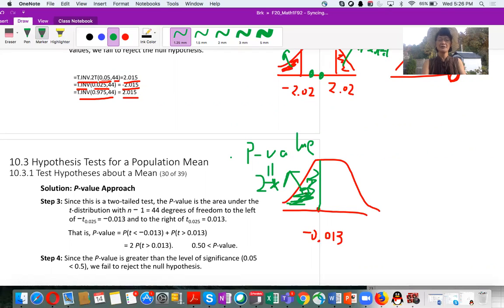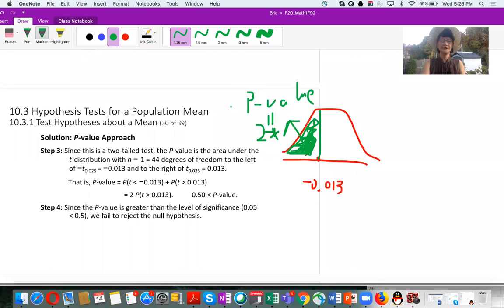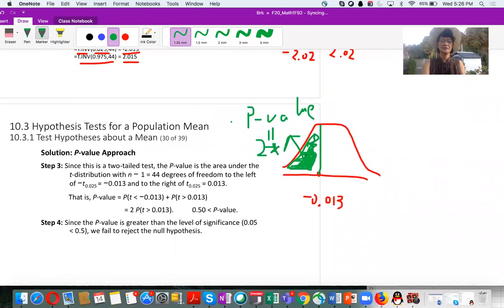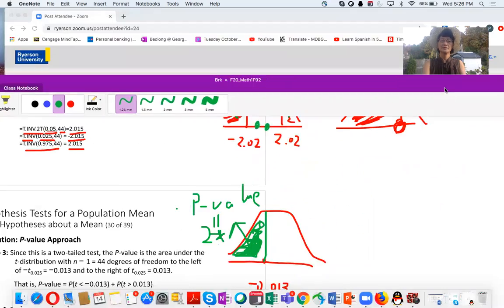The question becomes, how do you get this area? Again, you can use the t-distribution table to find this area, or you can use Excel. Where is my Excel?